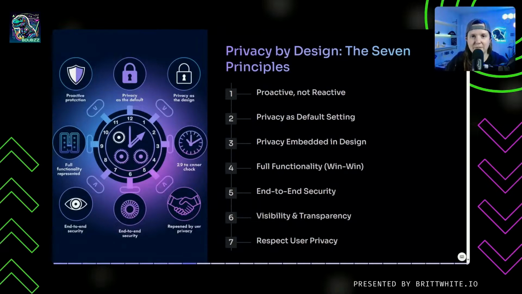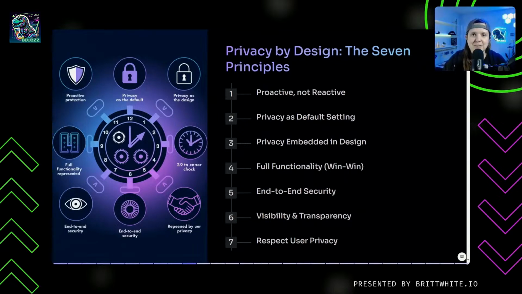Next, we have privacy as the default setting. And this is huge. Your users shouldn't have to dig through complicated menus and fine print to protect their privacy. Strong privacy protection should be the standard, right out of the box. It's like when you buy a new car, the seatbelts are already installed. You don't have to go and buy seatbelts and add them in yourself later.